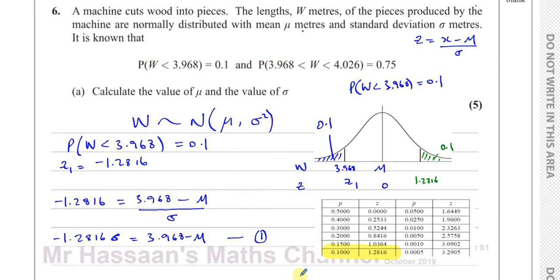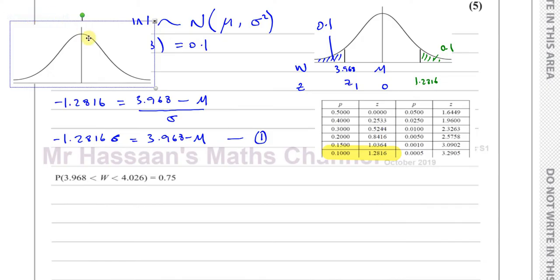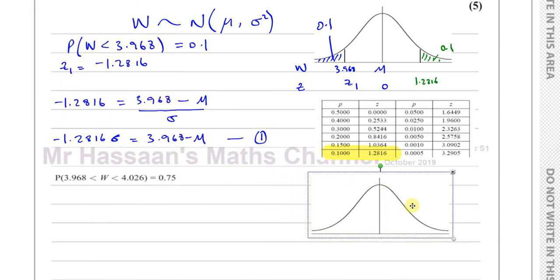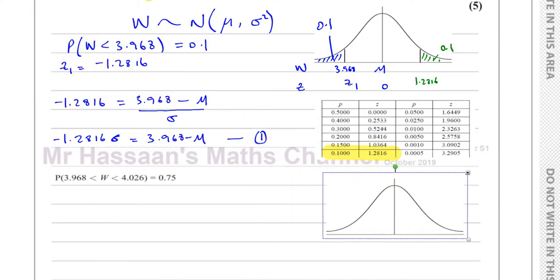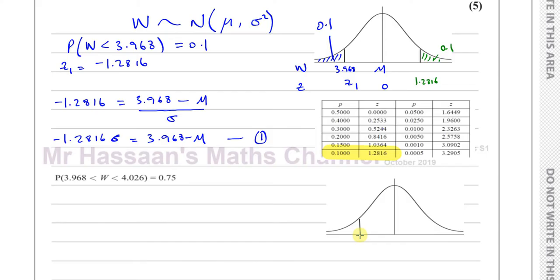Now we've got another piece of information. They've told us the probability that W is between 3.968 and 4.026 is 0.75. So let's deal with this a second time now. We've got the probability, and say this is your 3.968, so we've got W values here.